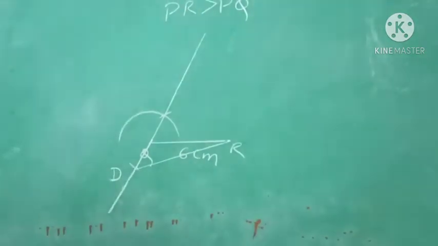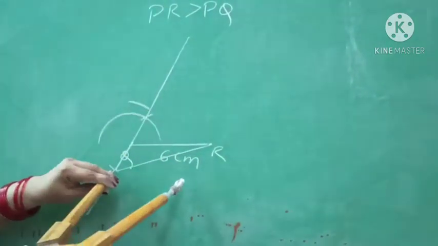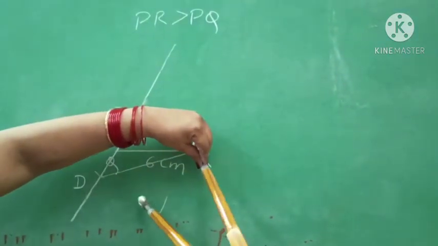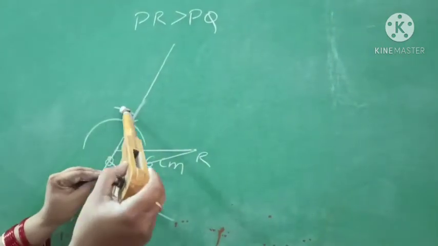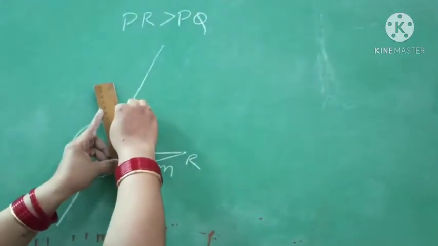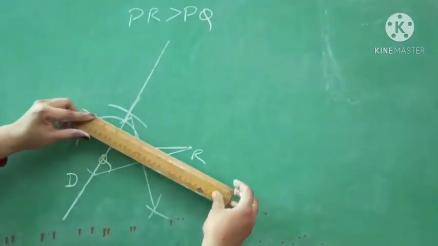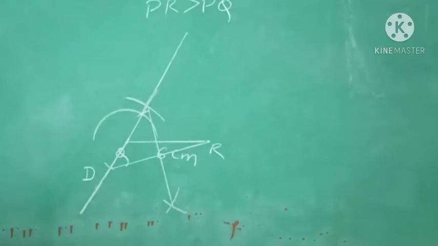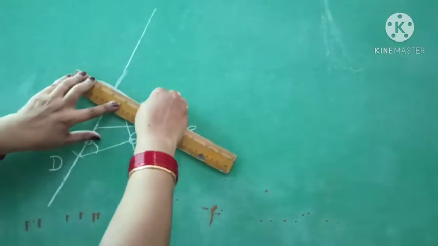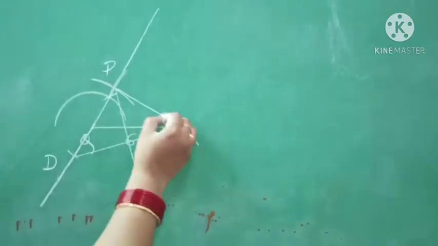Now again construct a perpendicular bisector of DR. So this is DR, and draw arcs above and below. So now join this line. Where these two lines meet is P. This is P. So PQR is the required triangle.